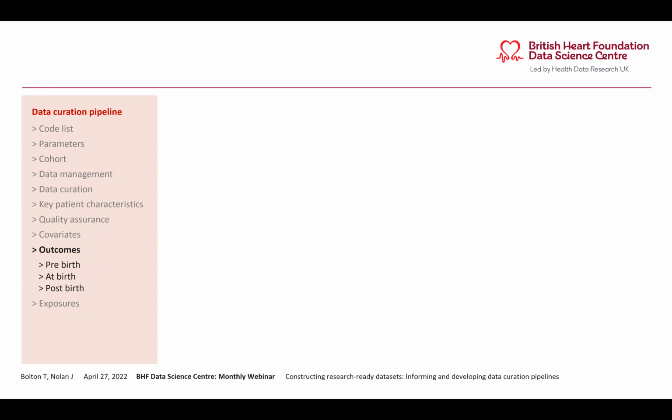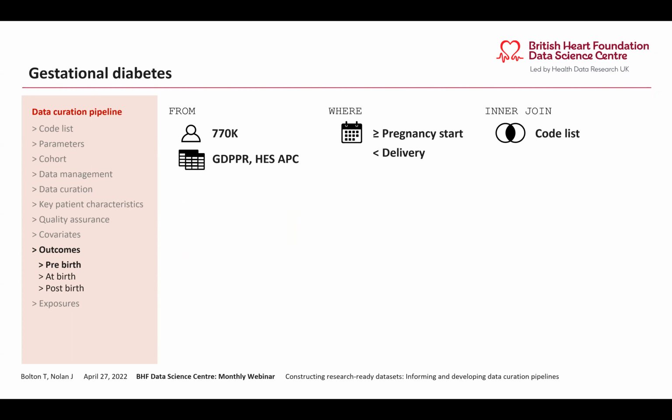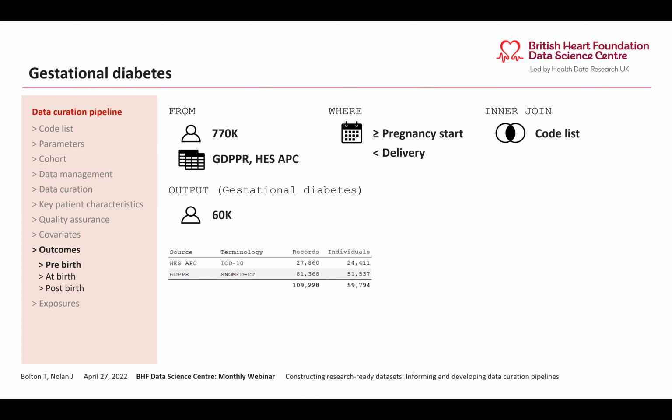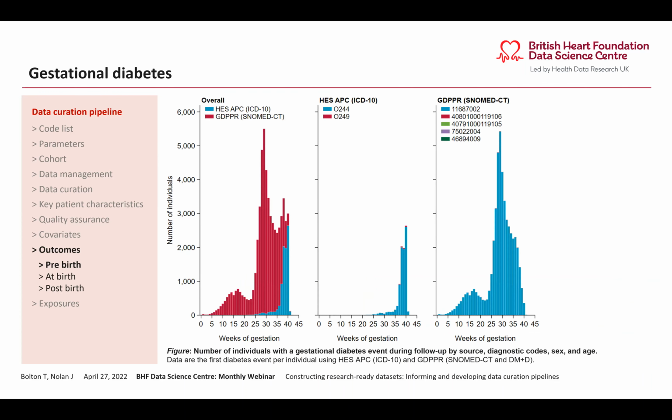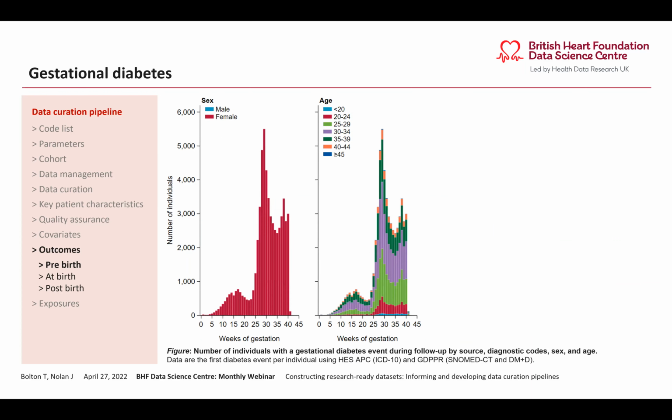So considering outcomes before the birth and taking gestational diabetes, this time we're looking forwards from the pregnancy start date up to the delivery date. And we find almost 60,000 individuals with an event during the pregnancy. We've automatically generated the data source and the code summaries. And you can see that this is largely being driven by 2 codes, one from the GDPPR and one from the HES APC table. And again, we can look at the distribution over the weeks of gestation now by data source and codes within these, and the key patient characteristics.